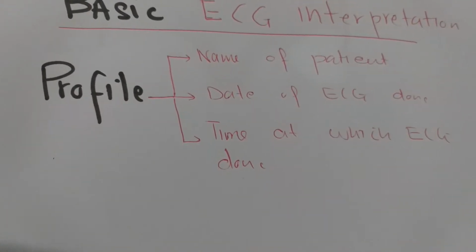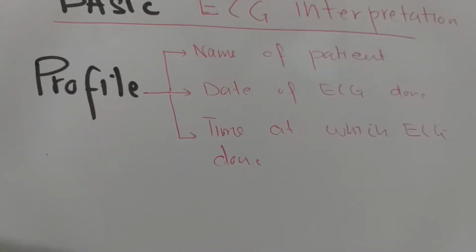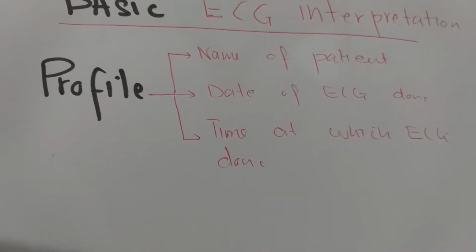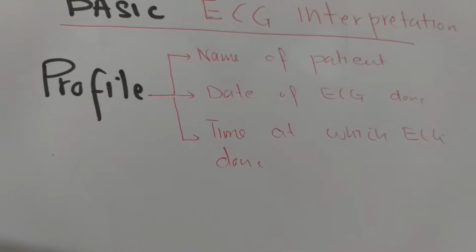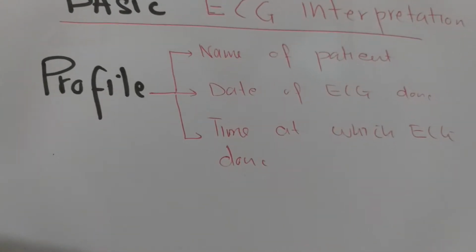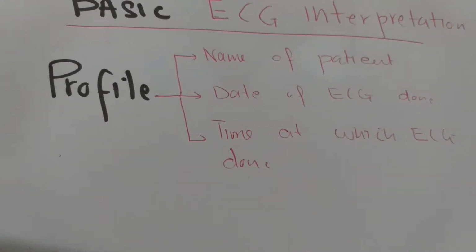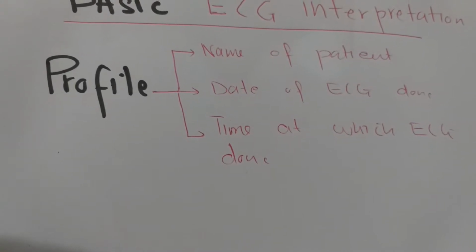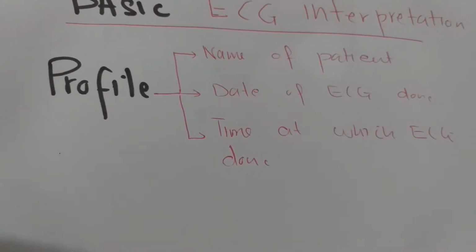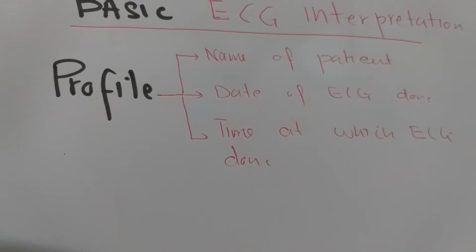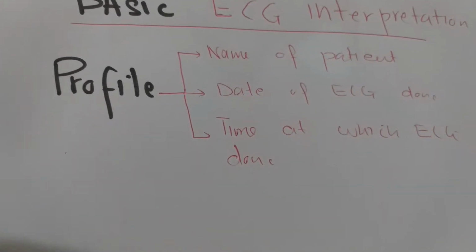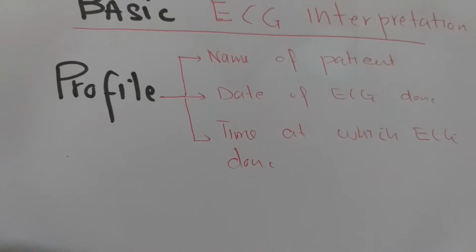For example, in acute coronary syndrome or in cases of arrhythmias, when you are managing these cases, you need to have multiple ECGs within, say, 1 hour, 2 hours, or 3 hours, or in the same day. So it is always important to have the time written on the ECG, so that you are able to know at which time a certain treatment was given and at which time a certain ECG was done.